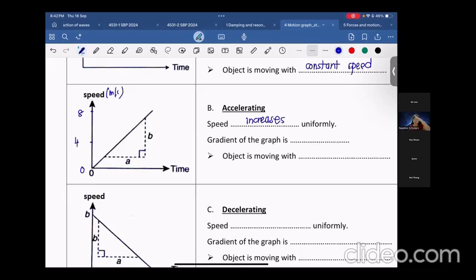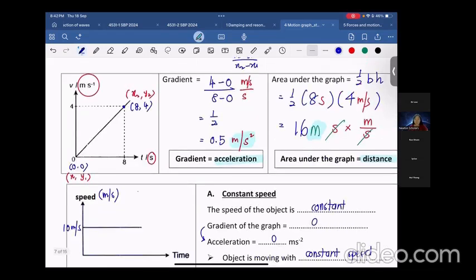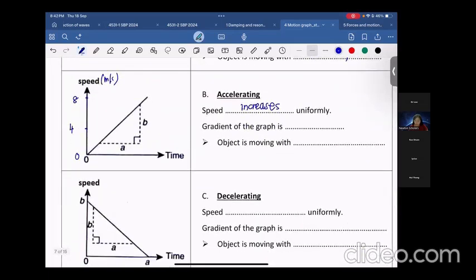Is there any gradient? A slanted line like this, yes, there is a gradient. Just now, in this question, you calculated the gradient and got 0.5. So this line has a constant gradient. The gradient represents our acceleration. So how do we describe this? The object is moving with constant acceleration. Why do I know it's constant? Constant gradient. And why do I know it's acceleration? Because gradient represents acceleration. Is it okay for the second graph?